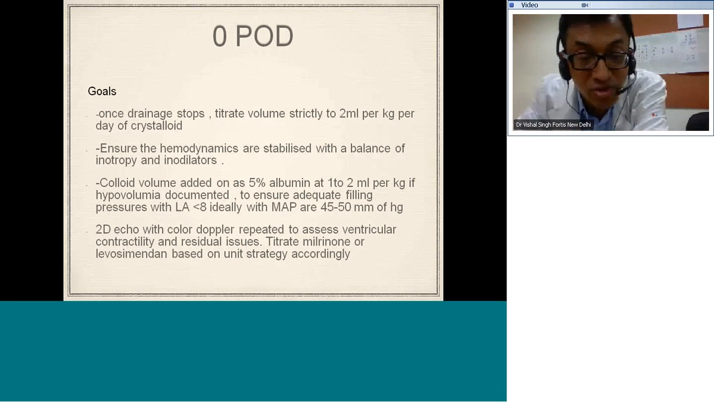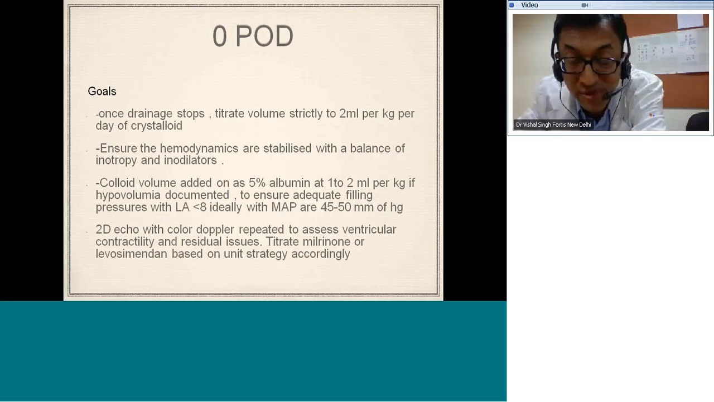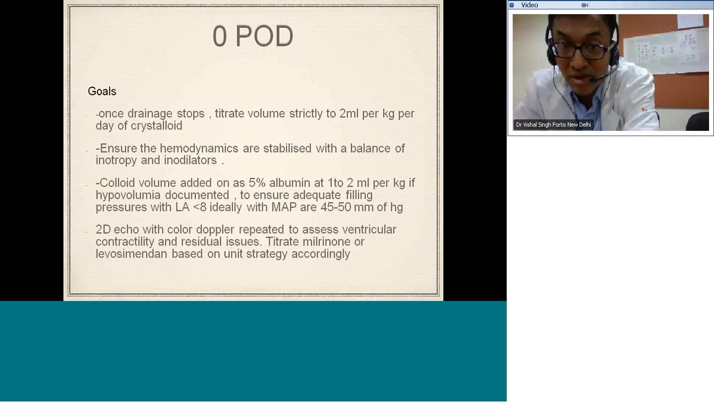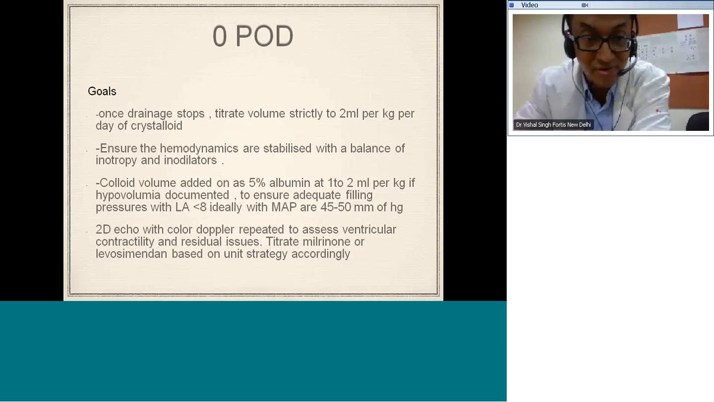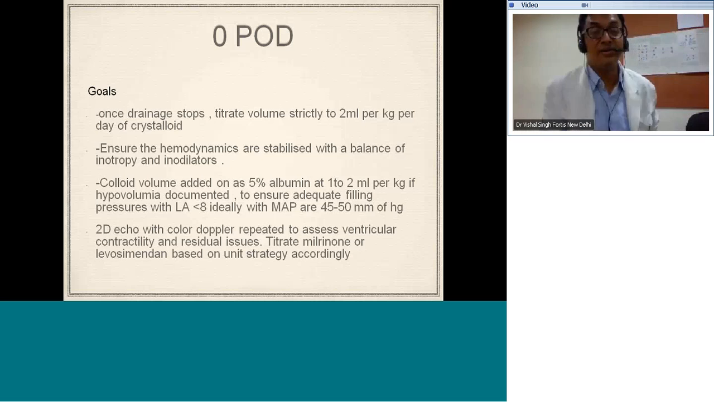So LA has to be strictly monitored while giving volume, because this is not a condition which really likes volume. But in certain cases where there are significant AV valve regurgitations, you have to give very balanced volume, balanced inotropy, and dilators so that the patient makes it. A 2D echo with color doppler is repeated to assess ventricular contractility and residual issues, and to titrate milrinone and levosimendan based on the unit strategy for LV dysfunction.